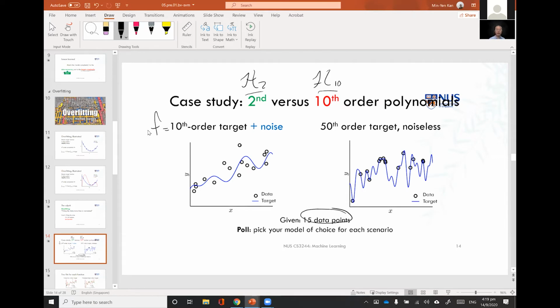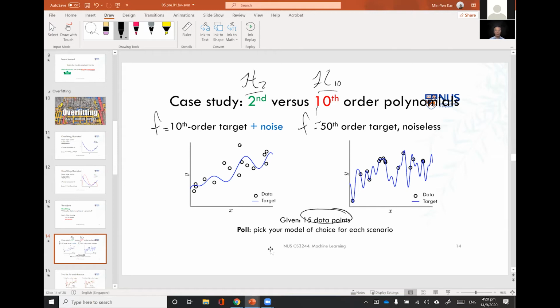And we can think about another F, let's call this F prime, which is a 50th order polynomial, and it's noiseless. There's no noise in it. We measure the points exactly. All of these points are actually on the line, and we want to ask the same question. So hopefully you're getting an idea about this.